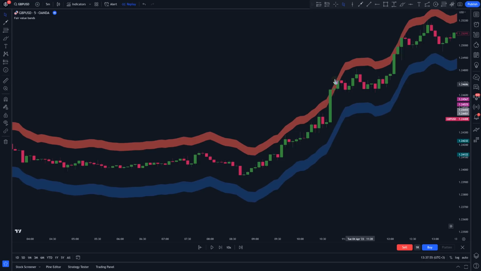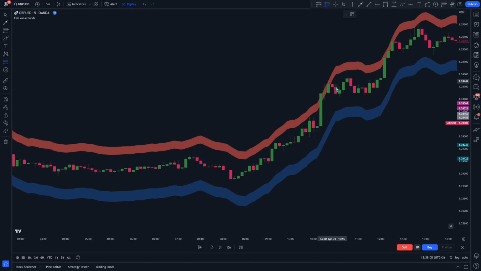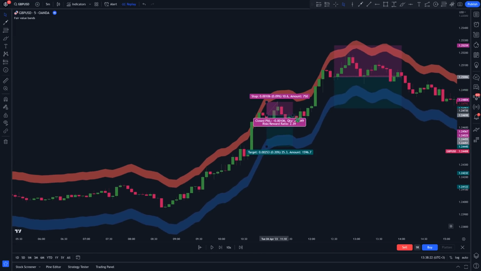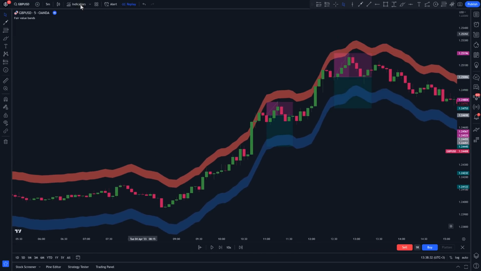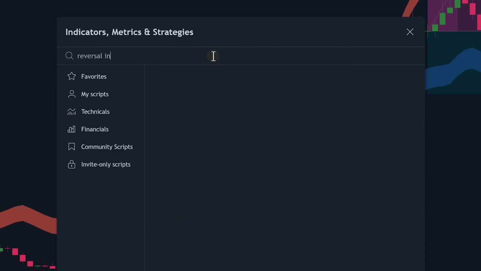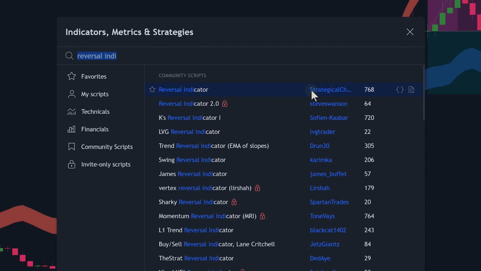Because here, every time the price enters this upper band, it may do a little pullback but eventually ends up continuing in the direction of the overall trend. As you can see here, taking trades this way would result in a lot of losses. To avoid this, we're gonna add another tool called Reversal Indicator, this one by Strategical Charts.